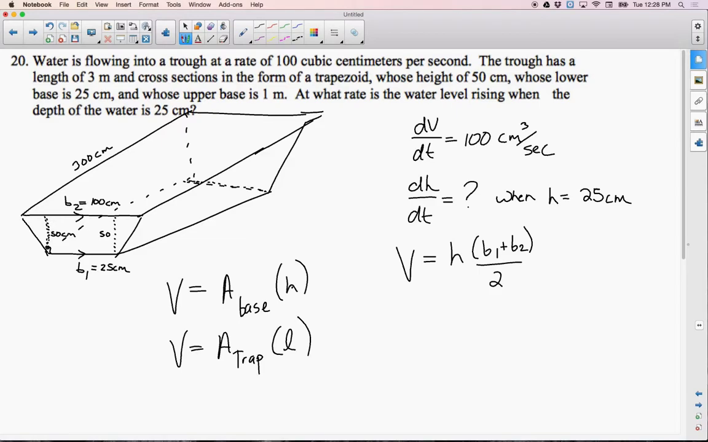There's the area of the trapezoid, times what? The height of the trough, which happens to be really what? Because we tipped it up, the length. So there's our formula. Now, let's look at it.